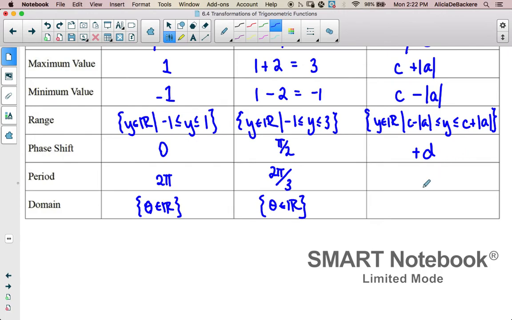All right, the period. The period is normally 2 pi, but we're going to take the horizontal compression, so it's that k value. We're going to divide by the k value, but again, if the k value is negative, I don't care because this is a distance, so divide by the absolute value of k. And again, the domain is not changing unless it's a word problem.